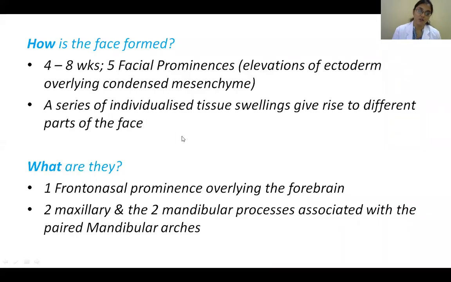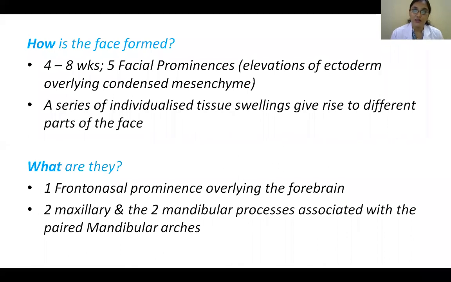So how is the face formed? The embryonic period is from the 4th to the 8th week of development, and all the important structures are laid down during this period. The face also begins to develop at this time, in the 4th week. At 3 weeks, the embryo is a flat disc. From the 4th week onwards there is folding, the cranial fold and caudal fold we have seen, and that's when the stomodeum is formed because of the depression of the oropharyngeal membrane.